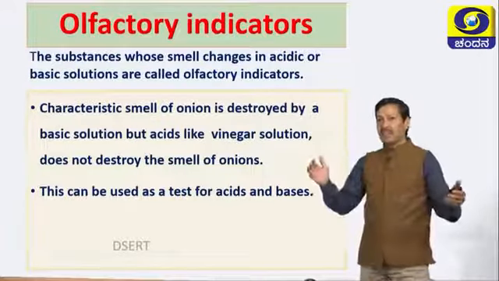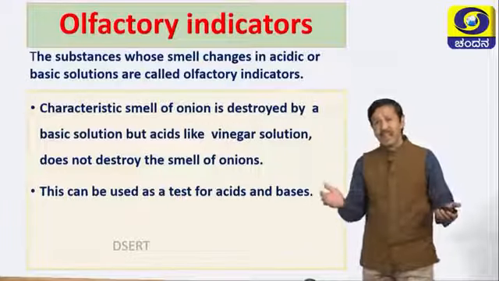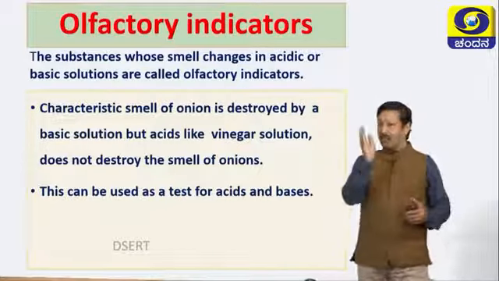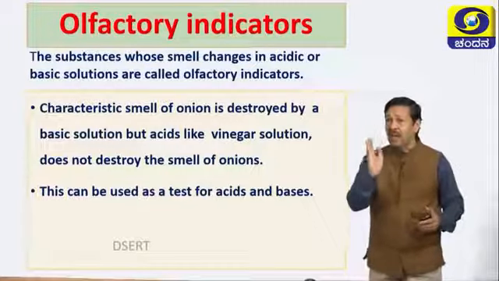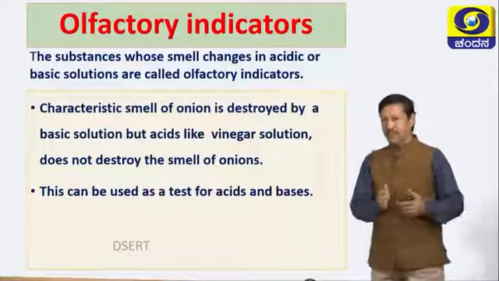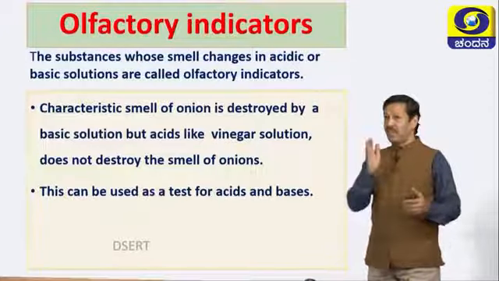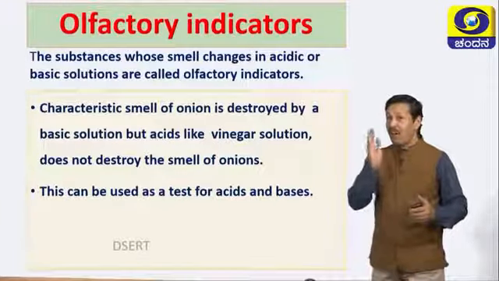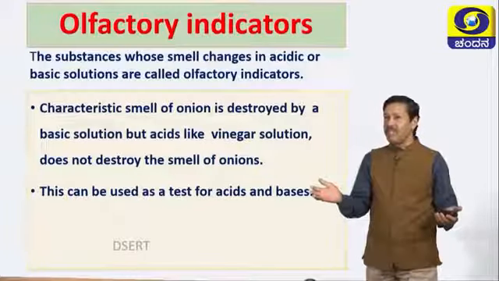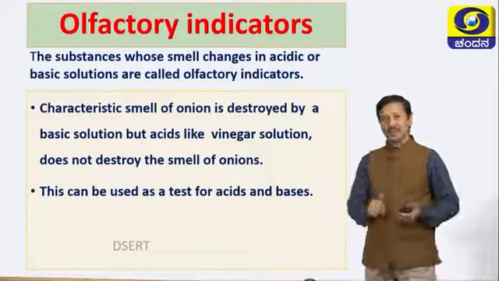The characteristic smell of onion is destroyed by a basic solution, but acids like vinegar solution do not destroy the smell of onion. Now you can remember an everyday life situation, eating gobi manchuri. In the preparation of gobi manchuri, onion and vinegar both are used. Still, the smell of onion persists. That means in acidic medium, the smell of the olfactory indicator is retained.